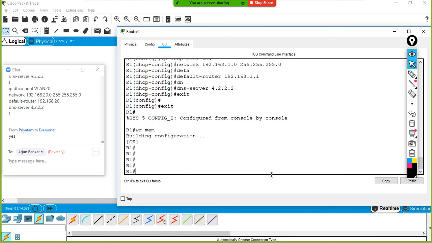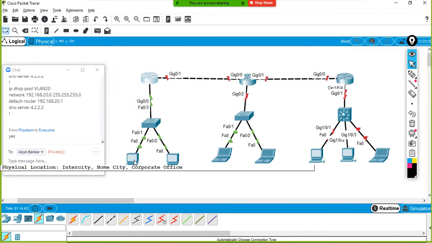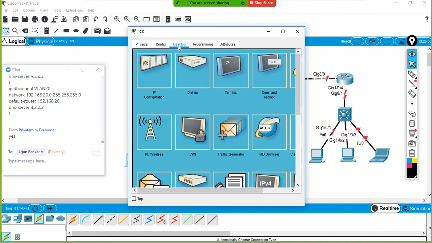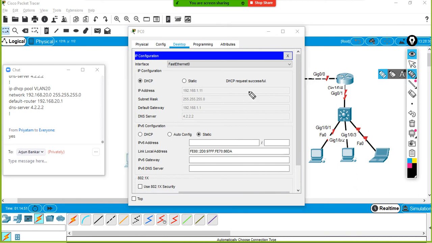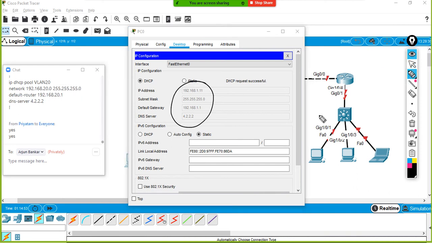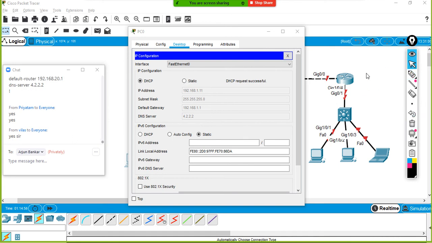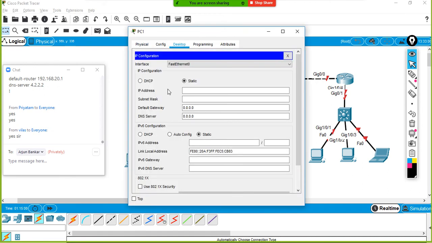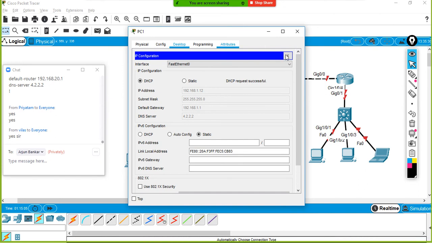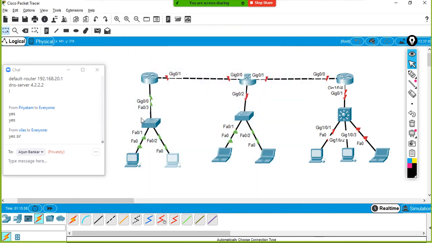Now what you are going to do, check whether the DHCP is working or not. Go to the computer, then click on the desktop, then IP configuration, then select the DHCP. Did you notice that, guys? We got the IP address. Then let's go to another computer and do the same. DHCP. See there, 1.12. So far, you have configured the DHCP and you configured the interfaces at router 1.